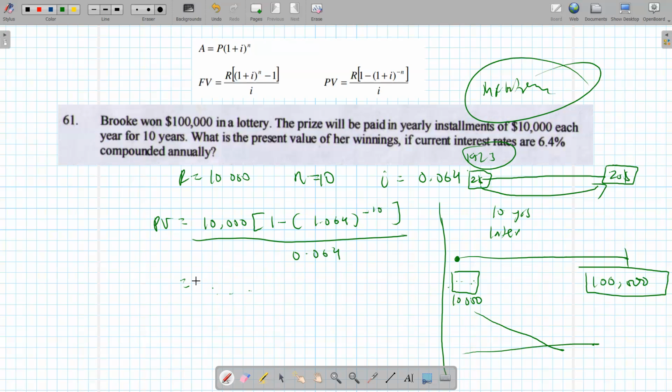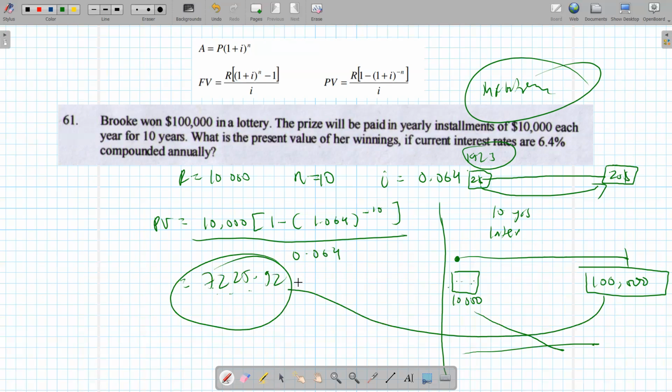So here, the final answer is actually 72,225.92. There you go. So 100,000 10 years later is this much money today. So what does this mean? It means the buying power you have today with 72,000, whatever this was, 225, is the same as the buying power you'll have 10 years later with 100,000. Do you see the issue with this? Let's look at the issue, and by the issue I mean we're going to talk about minimum wage, okay?